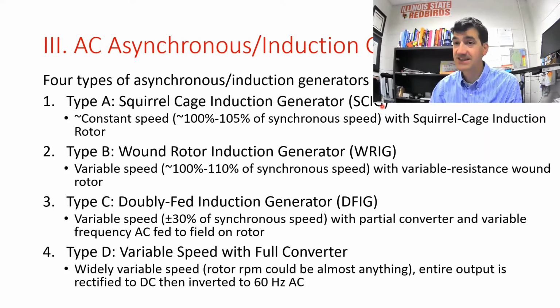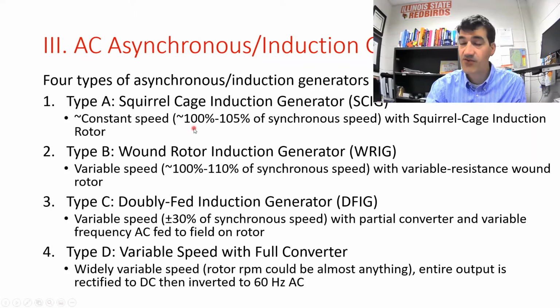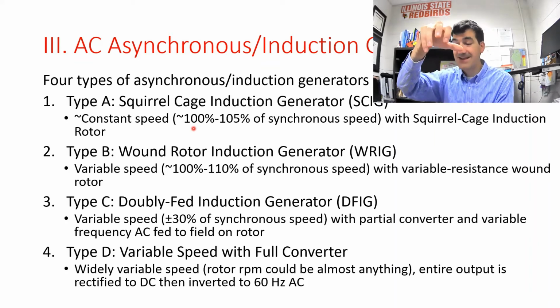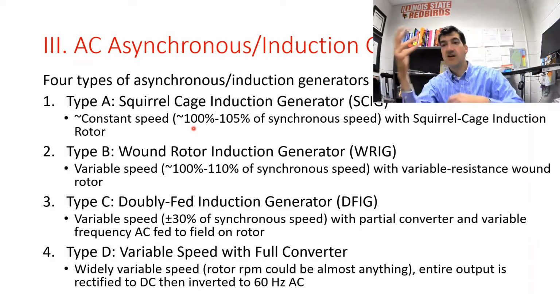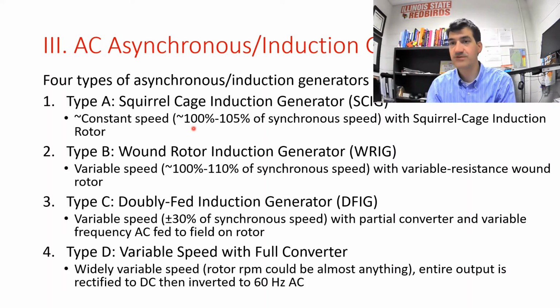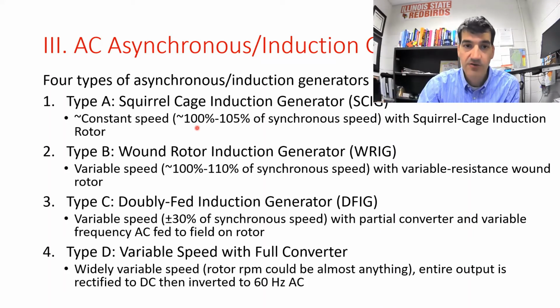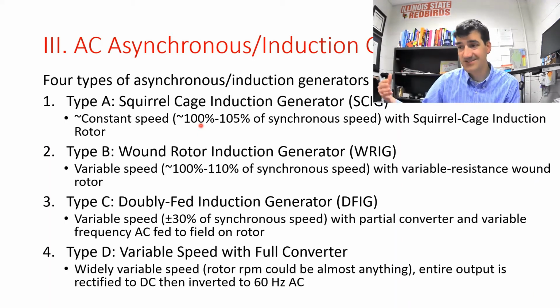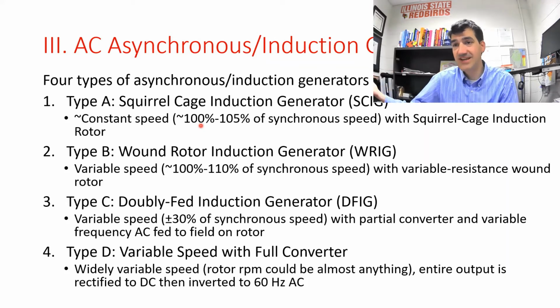And you can rotate that anywhere from 100% of synchronous speed, which means at the same speed as the magnetic field is rotating around the stator. Of course, if you do that, you're not producing any current. If you're rotating the rotor at the synchronous speed, it's not really operating as a motor or as a generator. It's not consuming electrical power, but it's not producing any either.